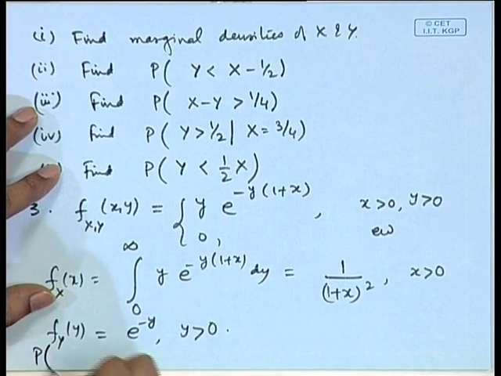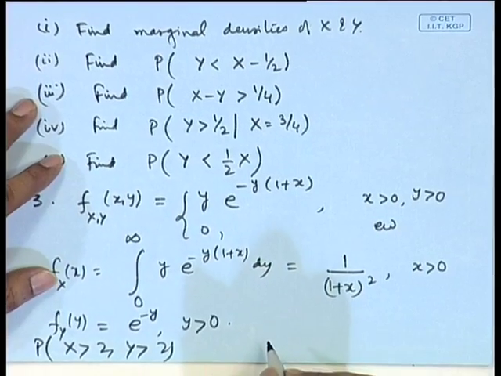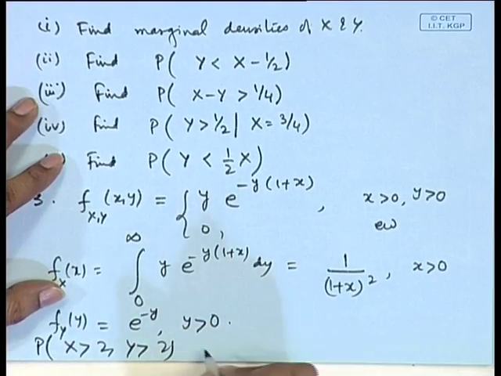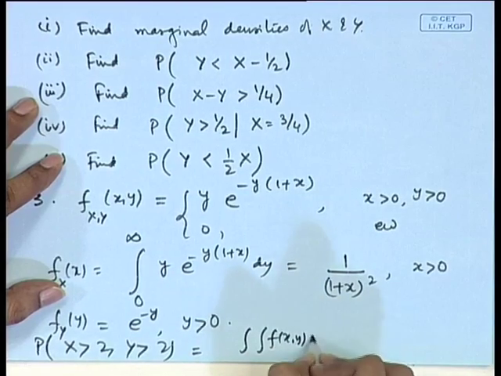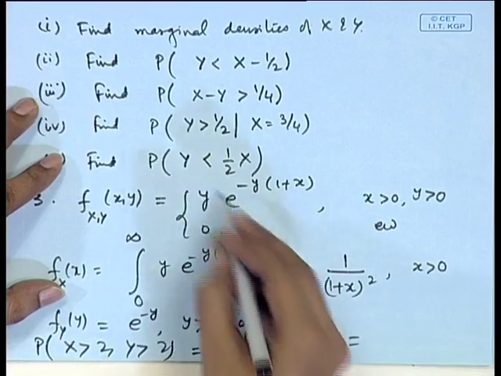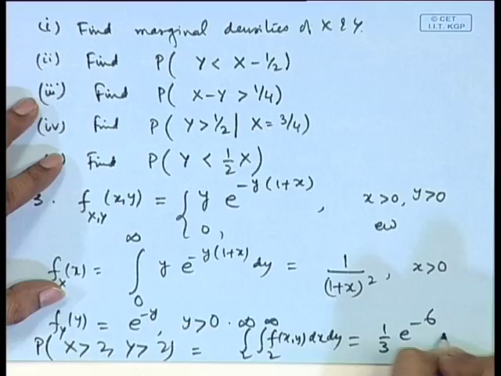Suppose I say find probability x greater than 2, y greater than 2. So, it will be obtained by integrating the joint density from 2 to infinity. So, after integration of this term we get 1 by 3 e to the power minus 6.